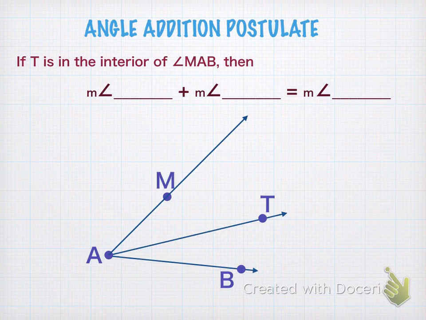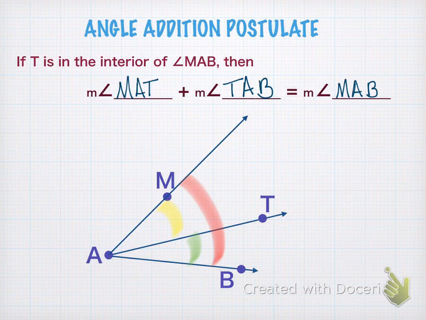All right, so the angle addition postulate, and that was part of the interior. That's why we had to specify where the interior was. So if we know that angle T is in the interior of the angle, and you can see right here, it is on the interior, then we know, look at it closely, that the measure of angle MAT plus the measure of angle TAB over here is equal to the measure of the whole thing, angle MAB. So MAT plus TAB equals the whole angle.